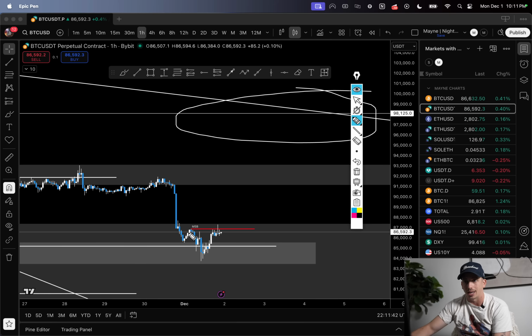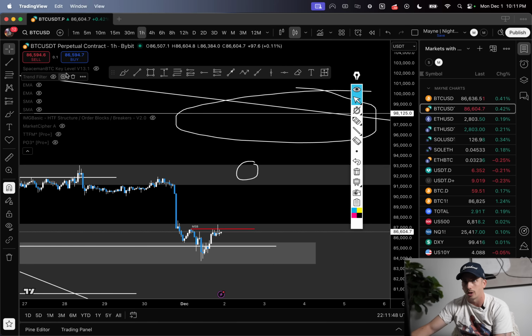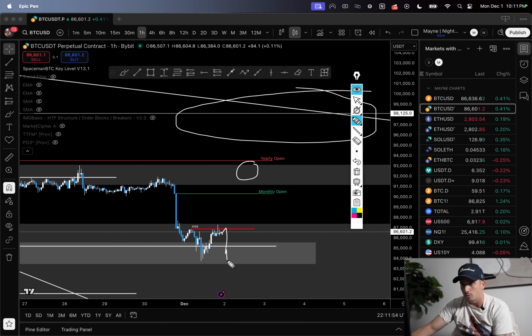Otherwise, I'm going to wait and sit for either a move above the yearly open, right? We'll put the yearly open on for now. Above the yearly open, or on another move below here, and then maybe an H12 sweep, a bit of a deeper dig. But for now, I'm going to chill. I'm happy with that trade so far.